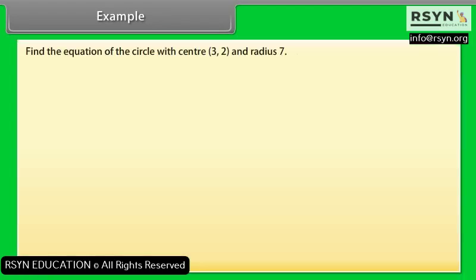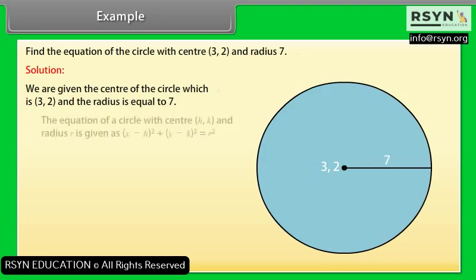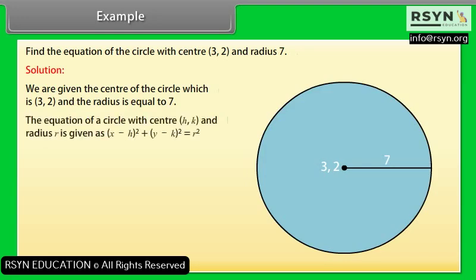Example. Find the equation of the circle with center (3, 2) and radius 7. Solution. We are given the center of the circle which is (3, 2) and the radius is equal to 7. The equation of a circle with center (h, k) and radius r is given as (x minus h) whole squared plus (y minus k) whole squared is equal to r squared.